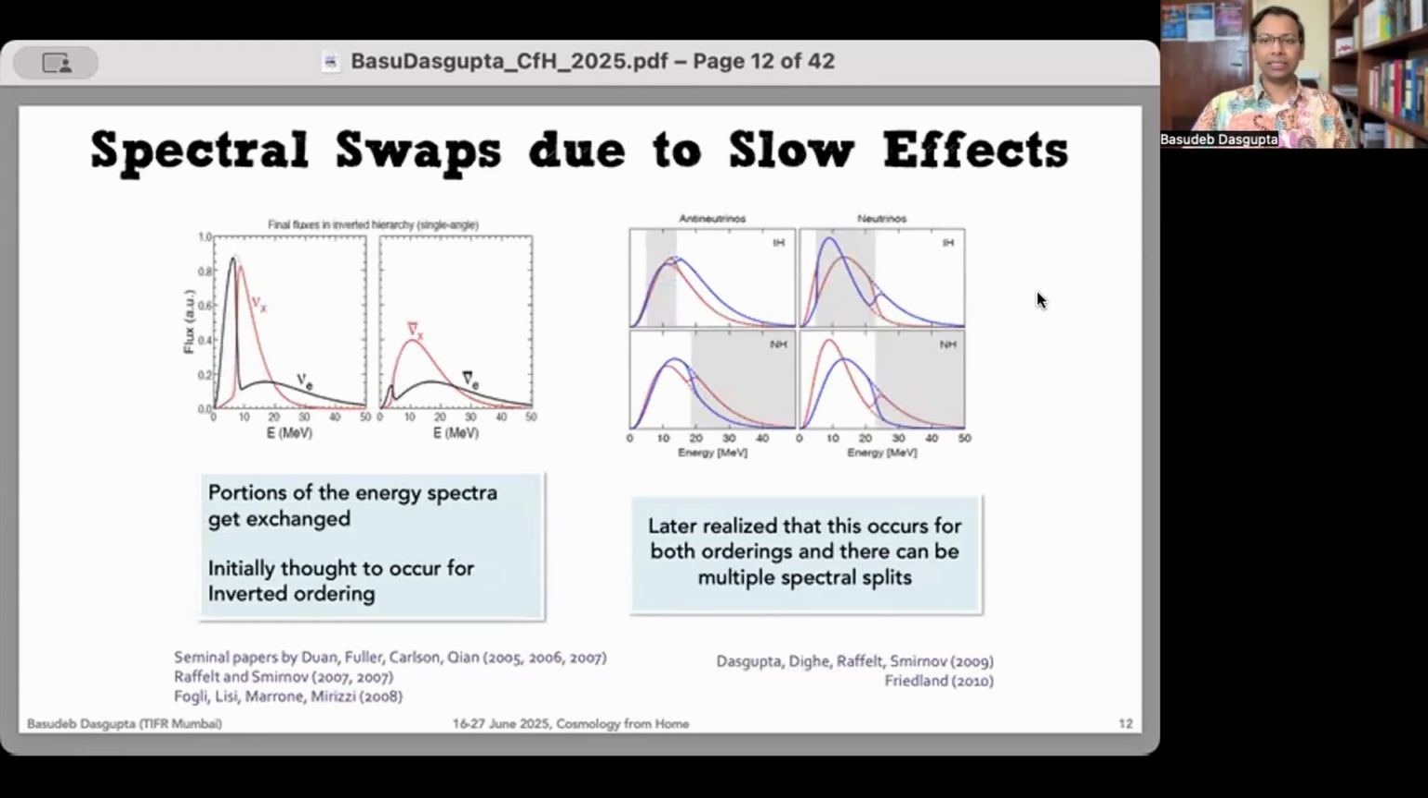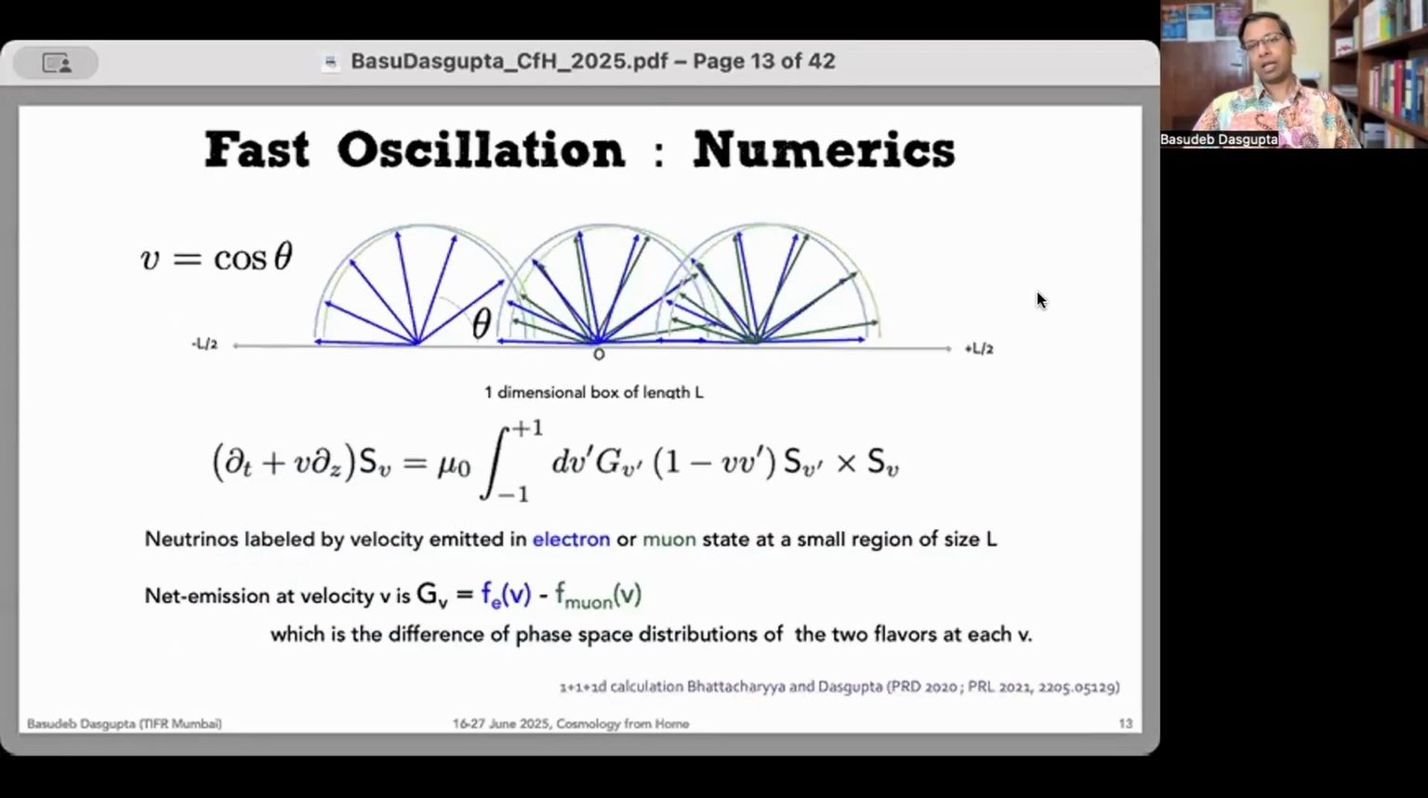Now, the slow instabilities, the main thing that they do is that they exchange neutrino flavor as a function of energy over certain regions of energy. So let's say neutrinos are emitted somewhere between 0 to 50 or 60 MeV, and then there will be some portion of this energy where the two different flavors just exchange their spectrum. And this can happen over multiple regions in energy, depending on how many energy crossings you have. And similarly, for crossings in angular distributions, you can have interesting effects. These are less well understood.